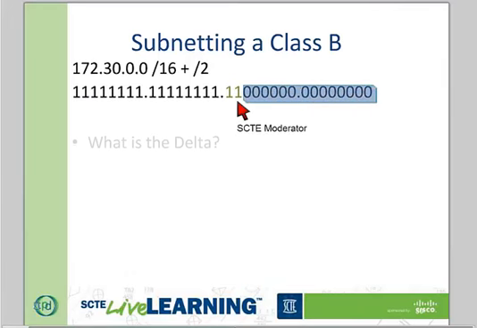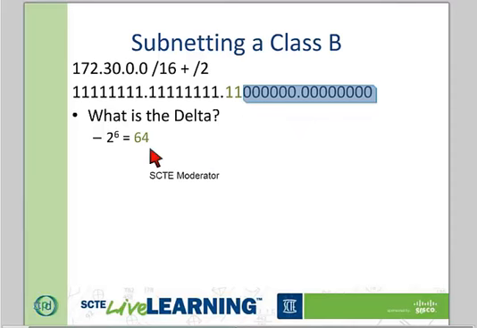Come over here, we borrow 2 bits, there they are. What is the delta? Well, it's the least significant bit, it's the second one. So 2 to the 7th would give me the first one, and 2 to the 6th would give me the next one, which is 64. Then I write my ranges.